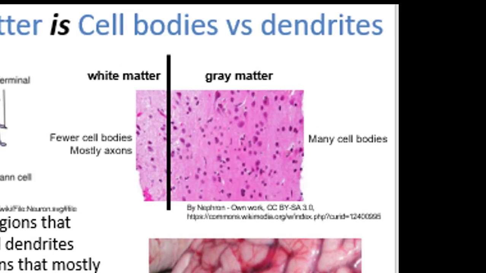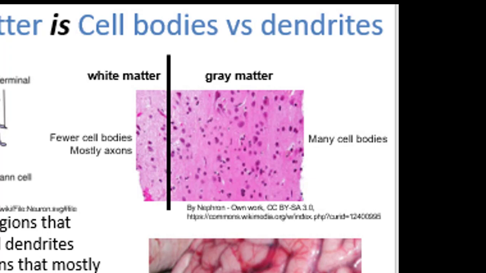If you look at the histological slide on this picture here, everything is stained purple, right? But if you look at the two different sides, we have gray matter on one side and white matter on the other. If you look at the gray matter side, you'll notice that we have way more cell bodies of neurons there. So those darker purple splotches are the cell bodies. So there's lots of cell bodies and dendrites in gray matter.